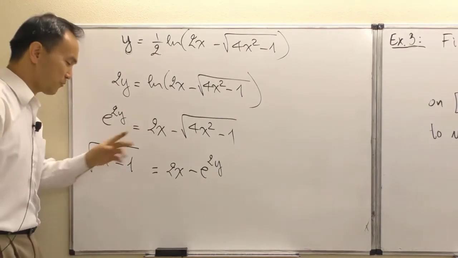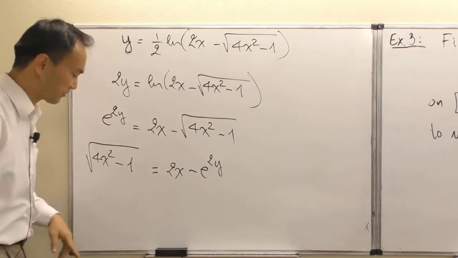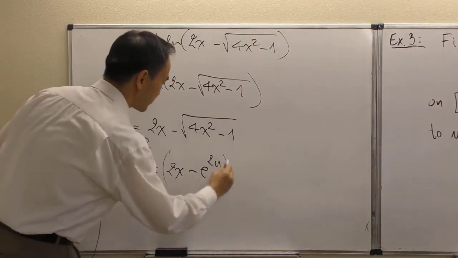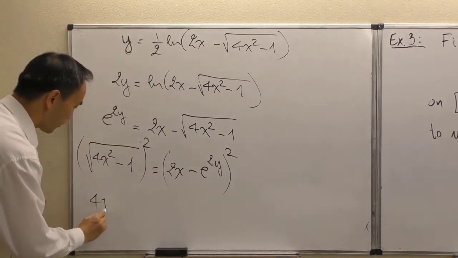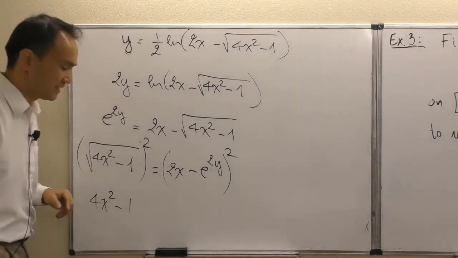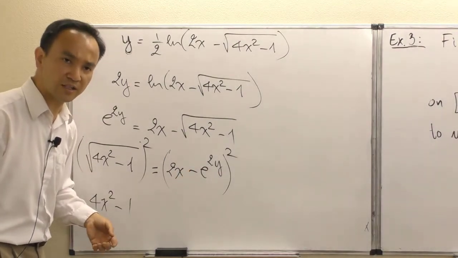Okay, and so from that way right here, I'm going to square. Now it's good that we square both sides effectively right here. So squaring the left-hand side now gives me 4x squared minus 1. It's just that the square root is canceled out. That's the usefulness of squaring both sides.